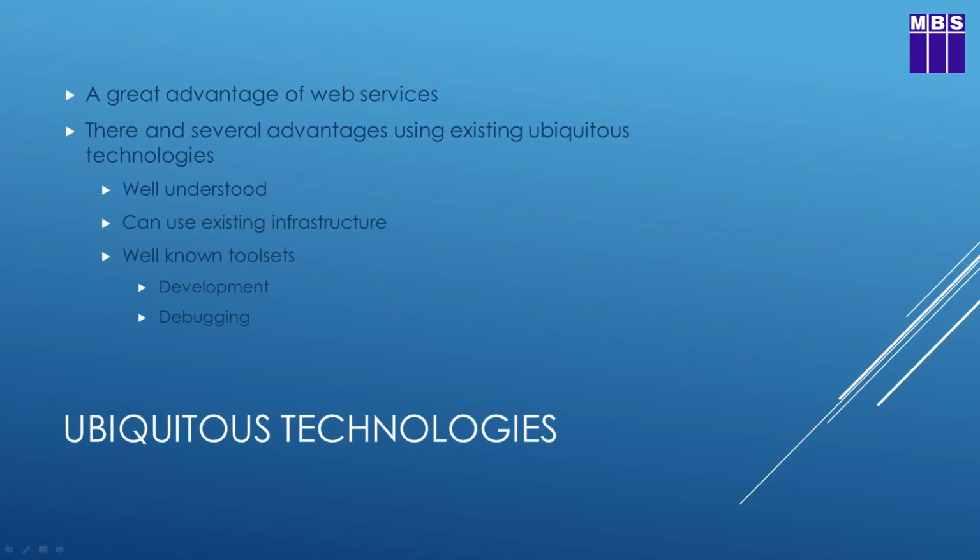There's a great advantage to this for web services. The advantages of using ubiquitous technologies are that those technologies are well understood. Things like HTTP, web services, XML, networking technologies, existing infrastructures, routers, hubs, switches, web servers, firewalls, all these things are existing technologies that are already in place. They're well understood. They have great known tool sets for development and debugging these technologies. There are plenty of people around who know them well and can set them up and administer them. So these ubiquitous technologies are very mature and very well understood.